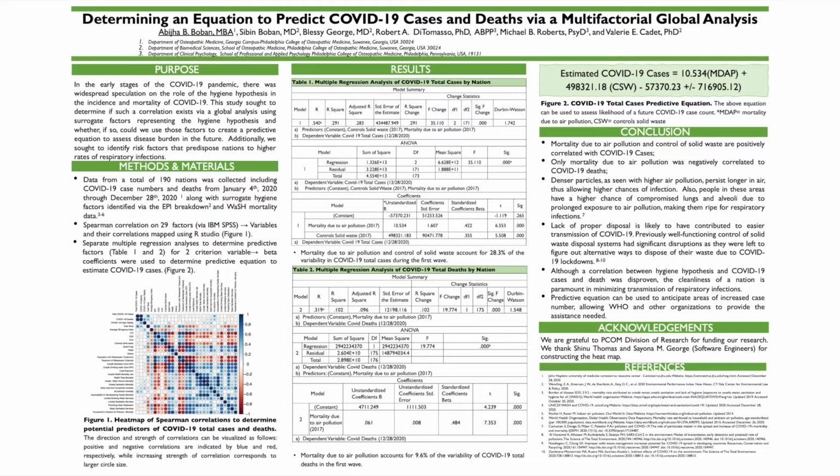As for the positive correlation seen with control of solid waste, the theory that lack of proper disposal likely contributed to easier transmission of COVID-19 may explain the results. Previously well-functioning solid waste disposal systems had significant disruptions as they were left to figure out alternative ways to dispose of trash due to COVID-19 lockdowns.